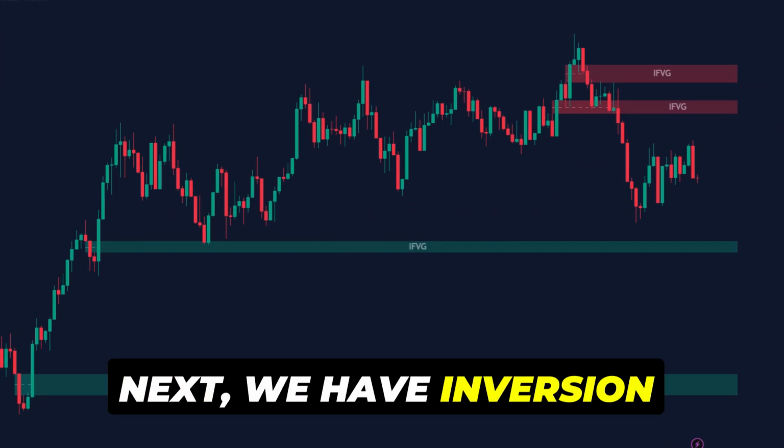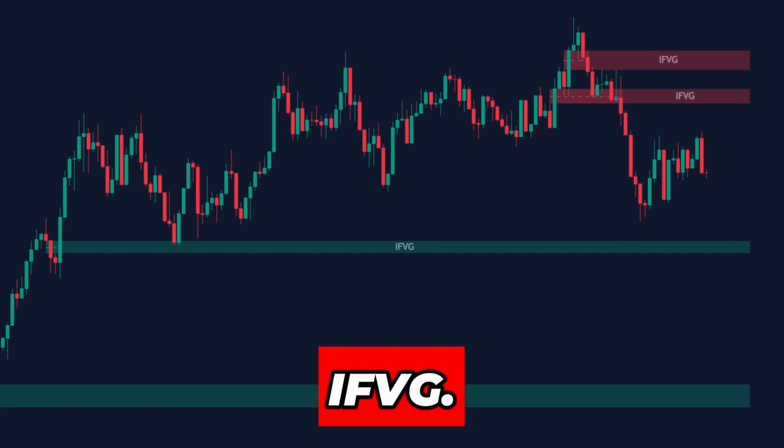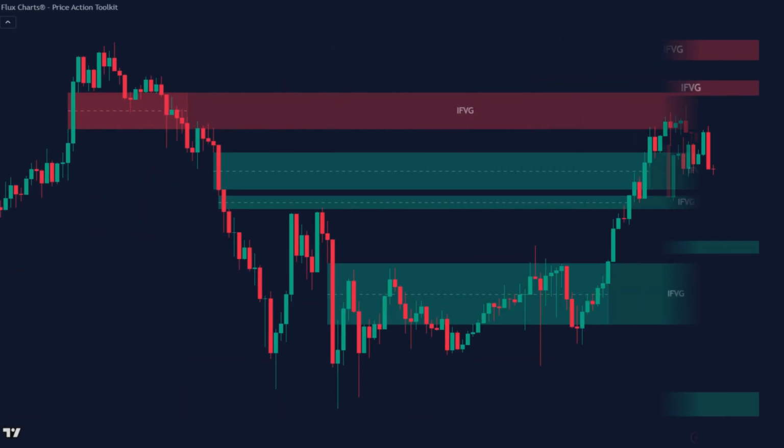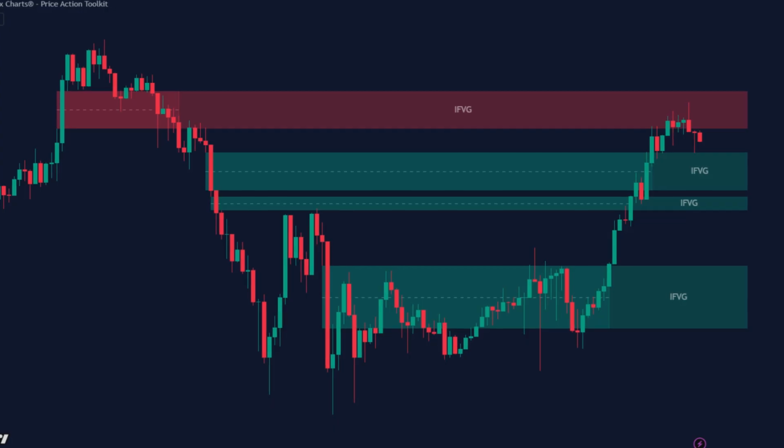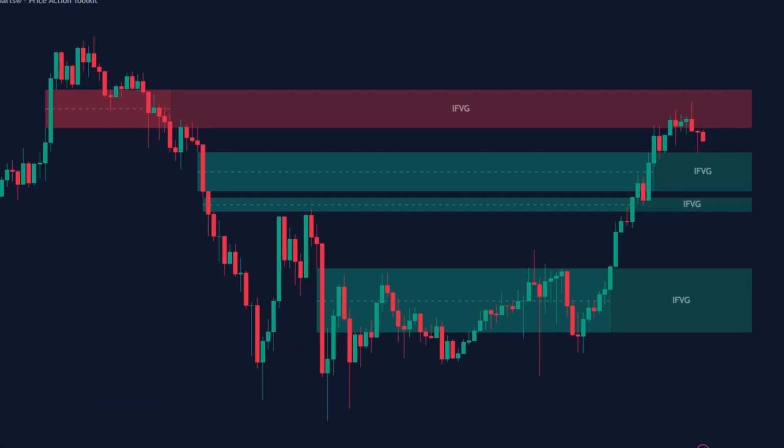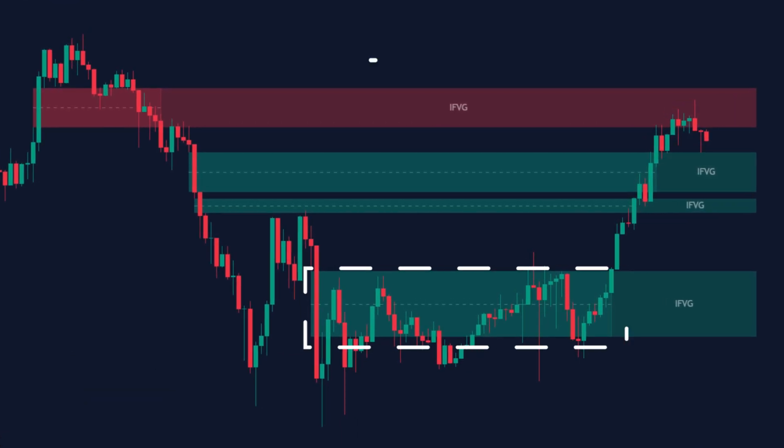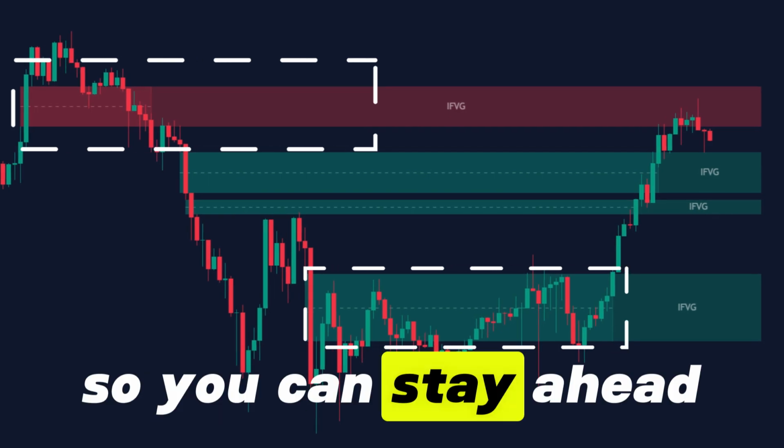Next, we have inversion fair value gaps, IFVG. These are invalidated FVGs that signal a shift in the market's momentum, indicating a potential trend reversal. The Price Action Toolkit automatically detects these for you so you can stay ahead of the market.